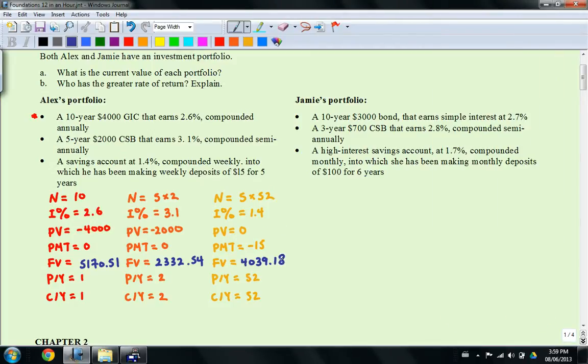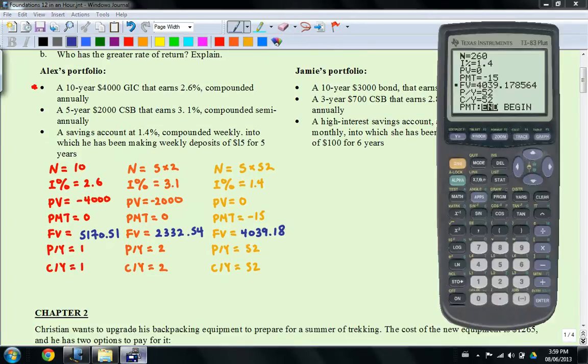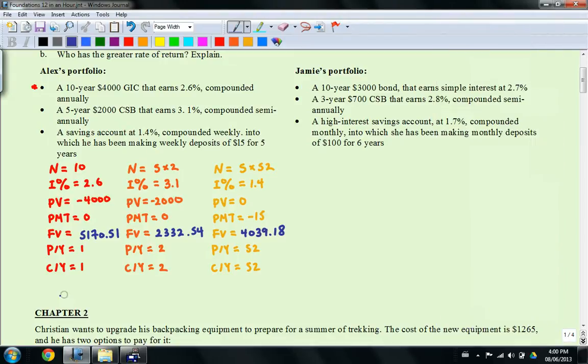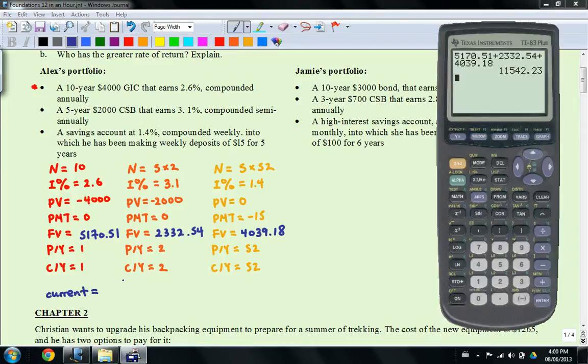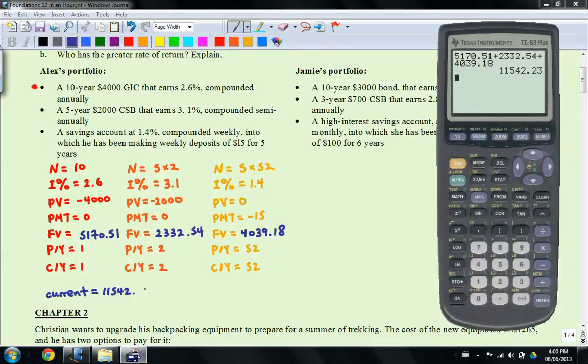$4,039.18. Okay, so the current value of the portfolio, basically you're just going to add all these three together. You can actually do that on your calculator. So 5170.51 plus 2332.54 plus 4039.18. So the current value is going to be equal to $11,542.23.